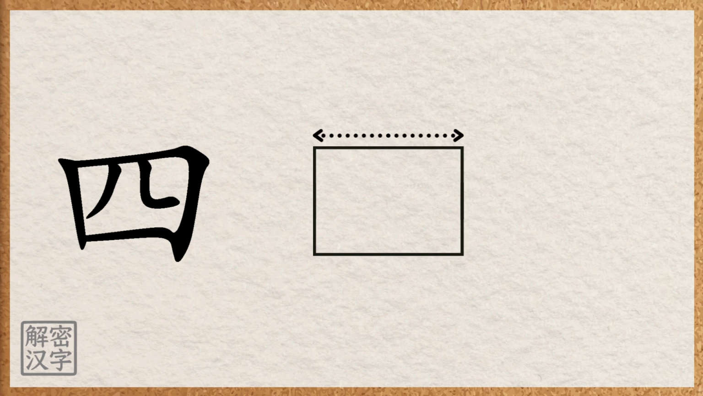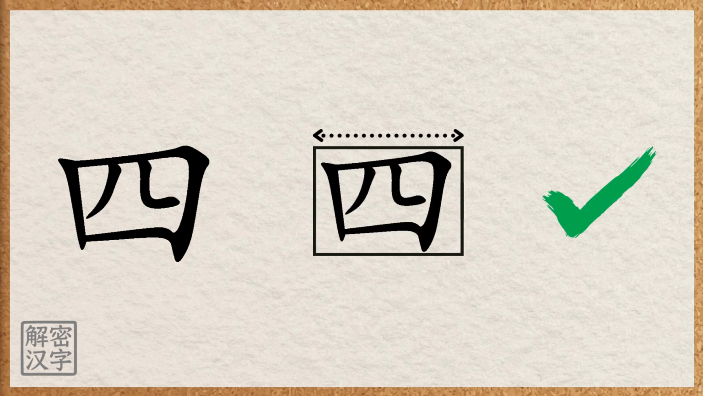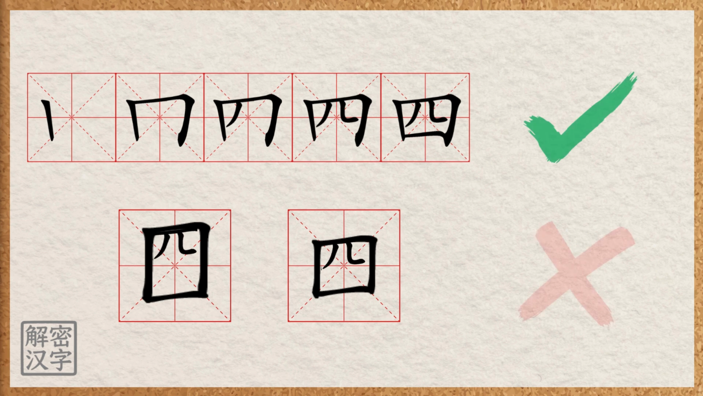The character, si, should look like a wide horizontal rectangle rather than a square or a tall vertical shape. If you make it too tall or too perfectly square, the character will look awkward and unbalanced.